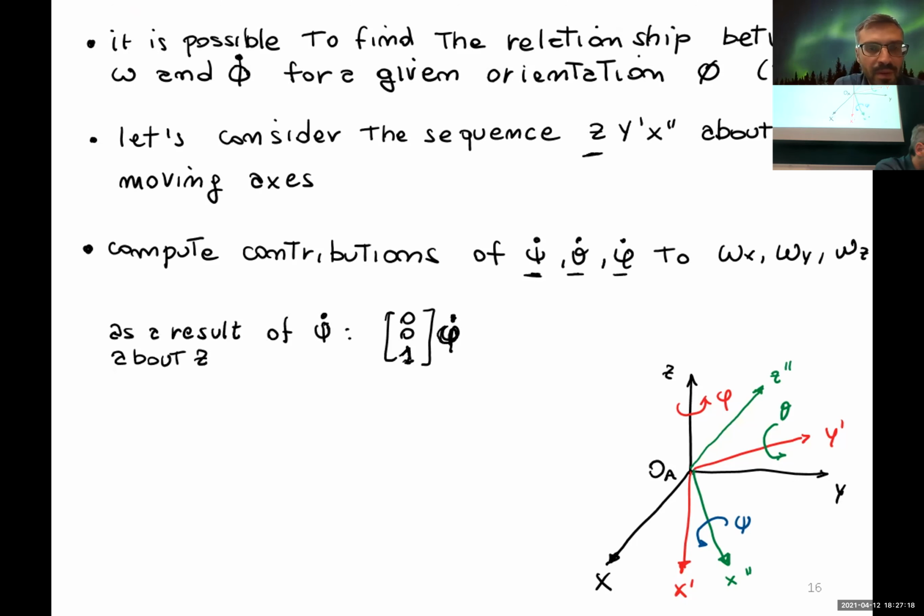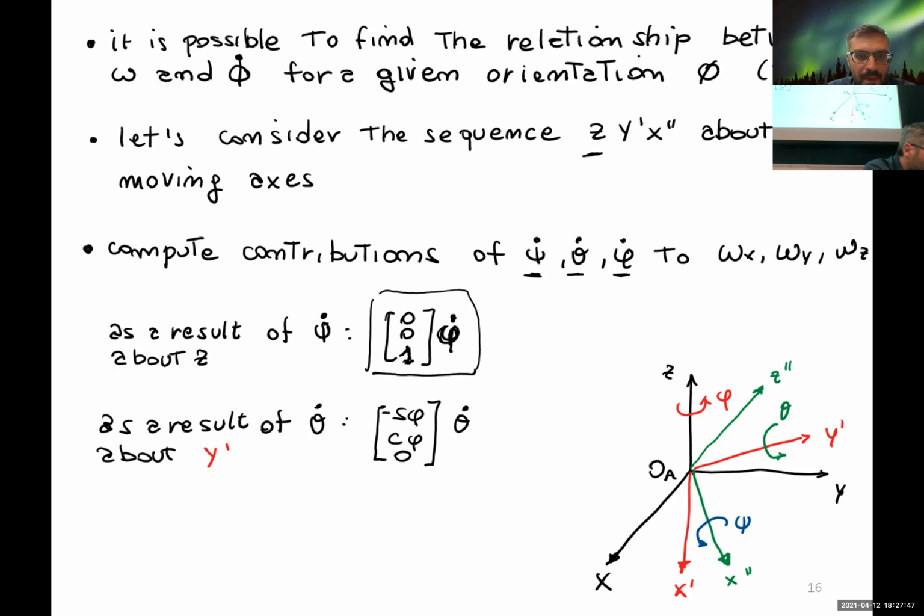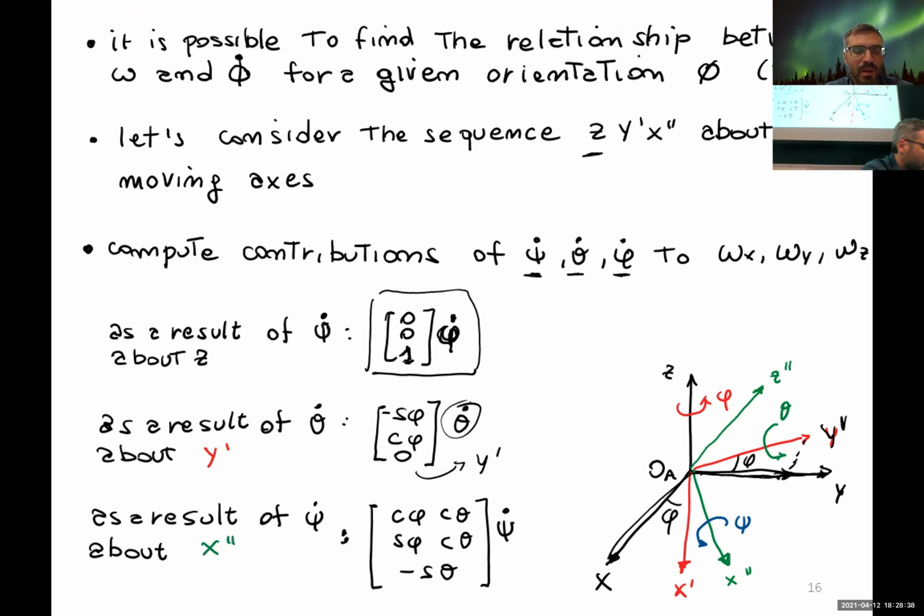Then we do a rotation about the y-axis. We did the first rotation, so we saw that the x-axis has moved, and the y-axis as well has moved from the original ones. And now we want to rotate about the y prime axis. That will be this one. It has a minus sine of phi on the x component, and cosine of phi in the y component, and we apply this to the component of the Euler rate.